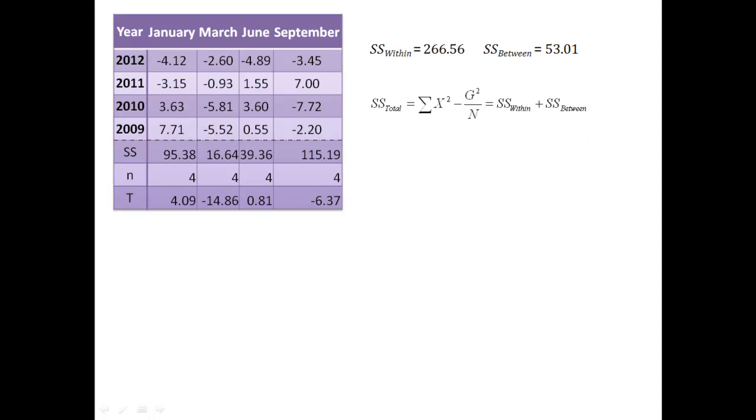Now we know the sum of squares within and the sum of squares between, and we're going to calculate sum of squares total so that we can use it to check our math and make sure that we haven't made any math mistakes so far.